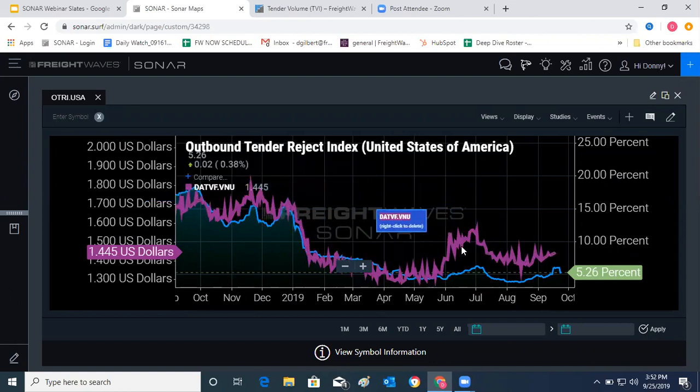When spot market rates are climbing, our tender rejection rates are climbing. When spot market rates are going down, our tender rejection rates are going down. So we can gather from this that our average tender rejection rate correlates very closely with spot market rates relative to the contracted rates in those markets.